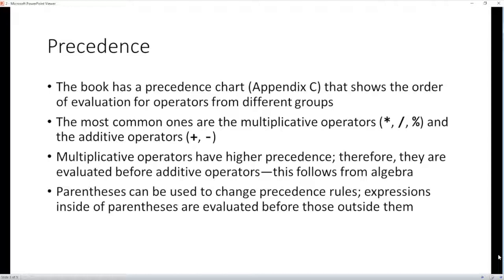As we learned from algebra, multiplicative operators have higher precedence. That is, they are evaluated before lower precedence operators such as the additive ones. And also from algebra, we know that if an expression or a sub-expression is contained within parentheses, that is evaluated before other operations outside of the parentheses.